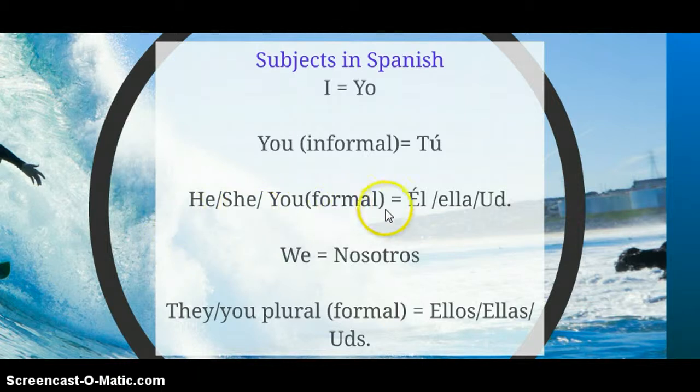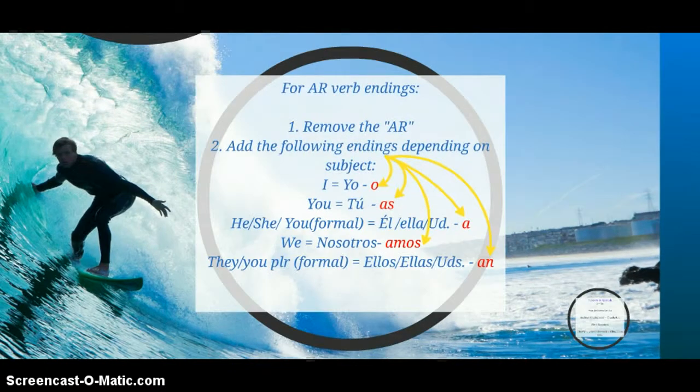He, she, or you formal is él, ella, usted. We is nosotros, and they or you all plural is ellos, ellas, ustedes. Okay, ellos is for they as in all boys, ellas is for they as in all girls, and ustedes is the plural form of you, all. So, what we do with these subjects is we have them, and we need a verb to go along with them that correctly matches the subject.